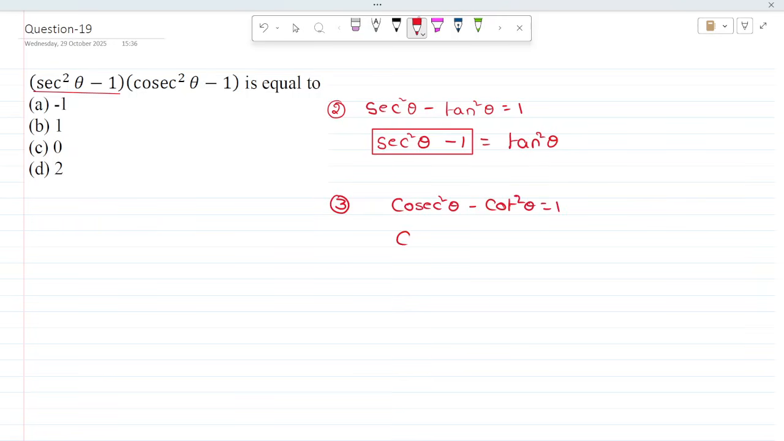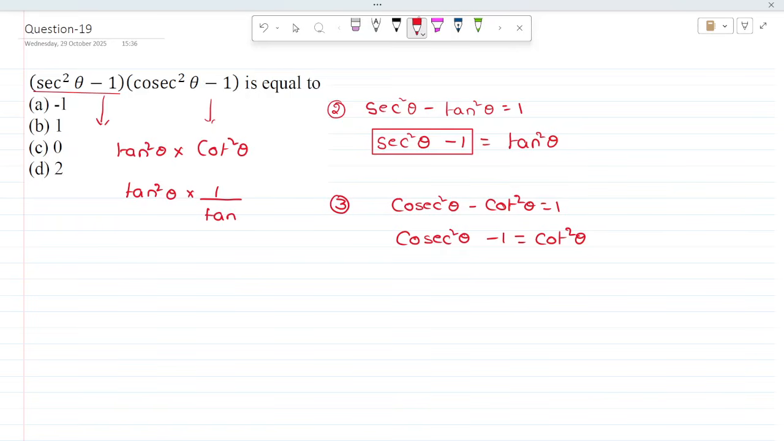Again interchange. What do you get? Cosecant square theta minus 1 is equal to cot square theta. Substitute here, what will it become? This will become tan square theta into cot square theta. We know that cot can be written as 1 by tan, right? So tan square theta into 1 by tan square theta. Both cancel. What is left? 1. So the answer is 1.